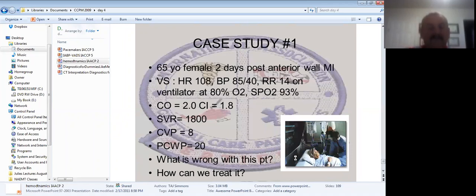You have a 65-year-old that's 2 days post-anterior wall MI. We know anterior wall MIs are those big, gnarly ones. She's tachycardic, again, classic finding of anterior wall MIs, right? They're typically tachycardic. You have a systolic pressure of 85, diastolic pressure of 40, breathing 14 times on a ventilator at 80%. Your sats are at 94. Your cardiac output is 2.0. Your cardiac index is 1.8. Your SVR is 1800. CVP is 8. And your wedge is 20. So the question is, what's wrong with this patient and how do we treat it?